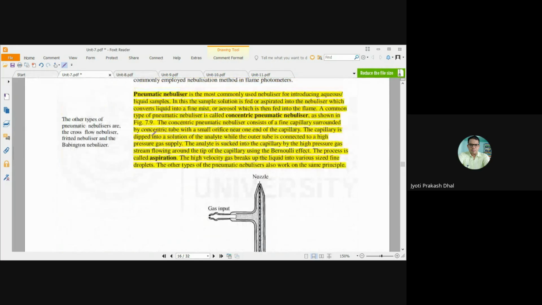First we will discuss pneumatic nebulization. That is the most commonly used nebulizer for introducing aqueous or liquid samples. In this, the sample solution is fed or aspirated into the nebulizer, which converts the liquid into fine mist or aerosol, which is then fed into the flame. A common type of pneumatic nebulizer is called the concentric pneumatic nebulizer, as shown in the figure.